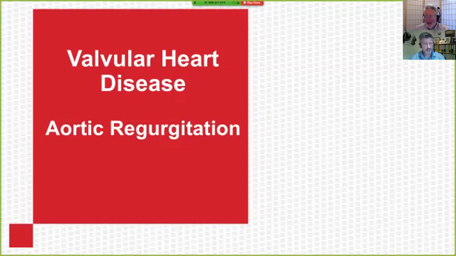Fortunately, and obviously locally, I know there are issues with access to echo in other parts of the country, but access is much better than it used to be. If you're in doubt, particularly with symptoms, remember the nature, character and severity of the murmur, as we mentioned earlier, doesn't necessarily always correlate to the severity of the underlying valvular lesion. So if in doubt, I would get an echo. Great, thank you very much for that.